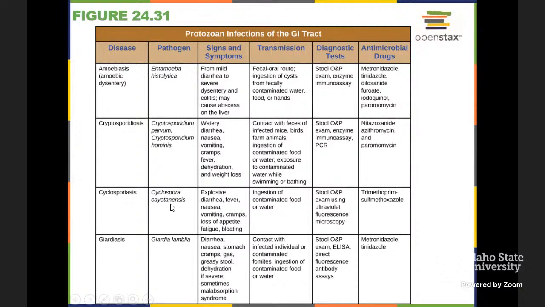Cyclospora cayetanensis. Oh man, I love this one. Explosive diarrhea, like the projectile vomiting, right? Serious, all right? Fever, nausea, vomiting, and cramps. You've lost your appetite because I've got explosive diarrhea. Damn it, I don't want to eat. Fatigue and bloating. We think about contaminated food or water, setting the stage for this.